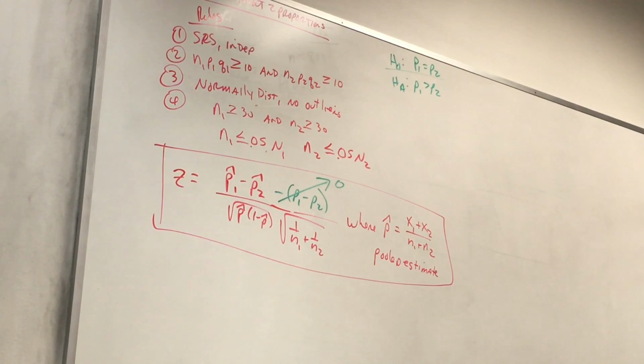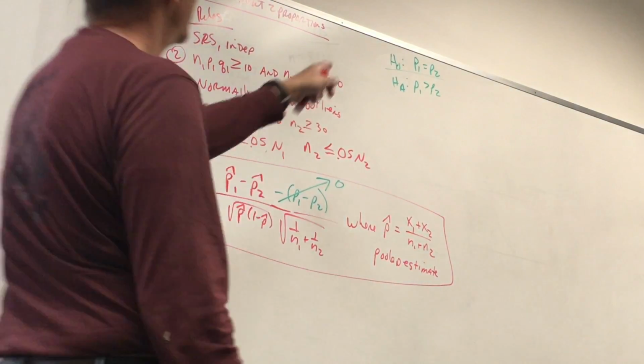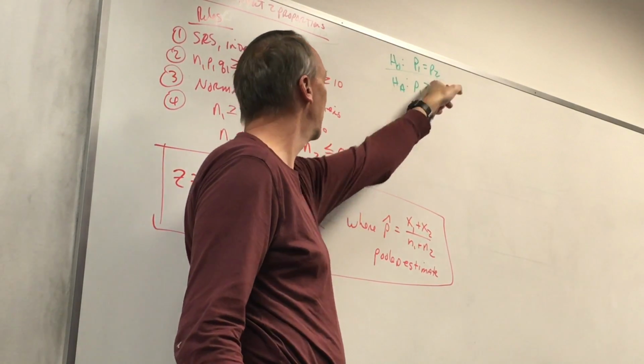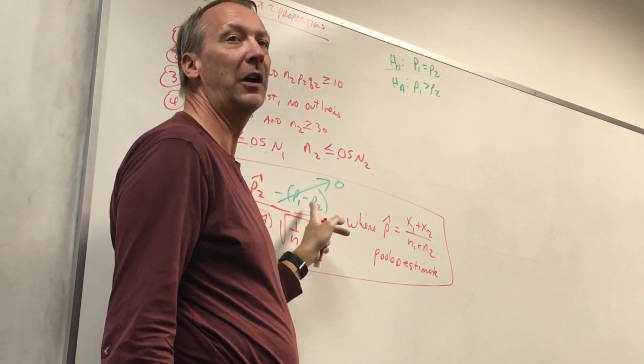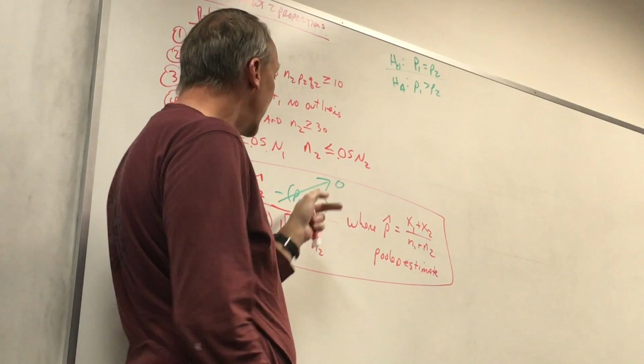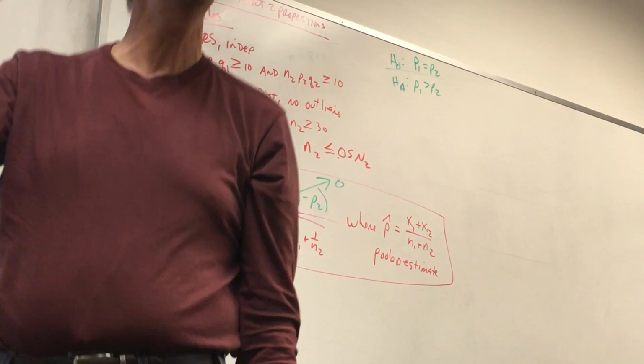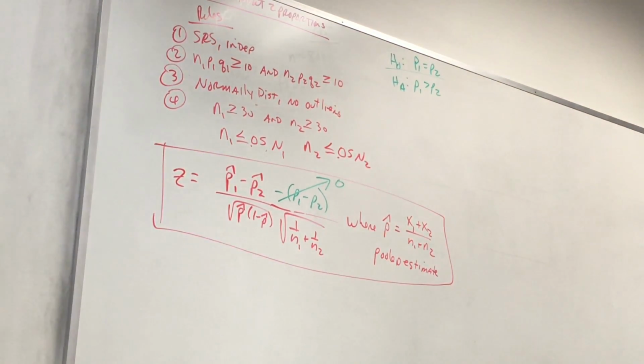It's always going to be the case. Under the null hypothesis, we assume they're equal. That's always going to drop out. You need to remember, because this part of it is on your formula sheet, that that's going to be 0.